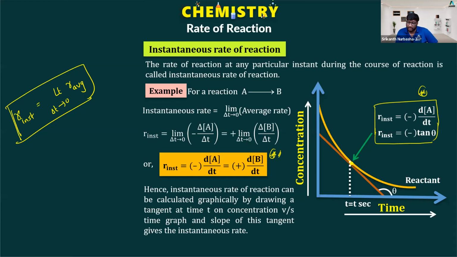From the mathematical knowledge also, if a graph has been given to you and the tangent at that particular point touches the x-axis making an angle theta, then tan theta is nothing but the slope of that particular straight line or tangent. The slope is nothing but the instantaneous rate.